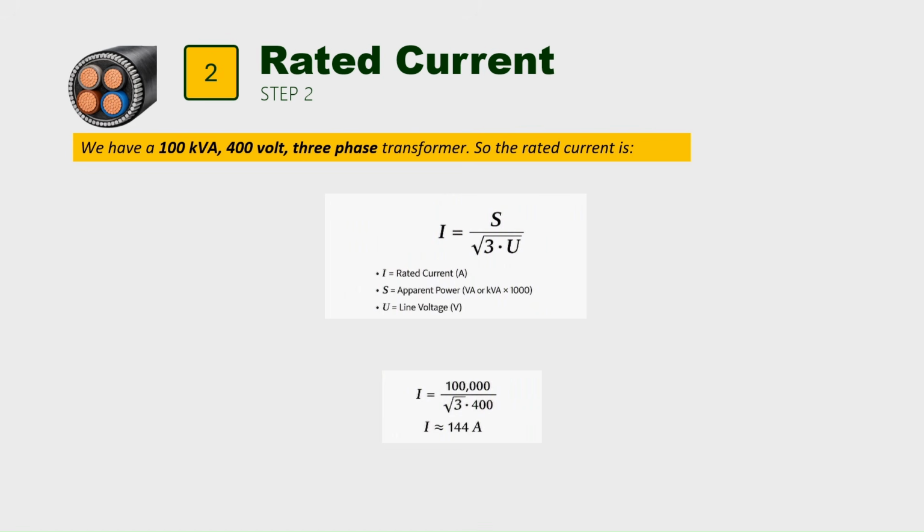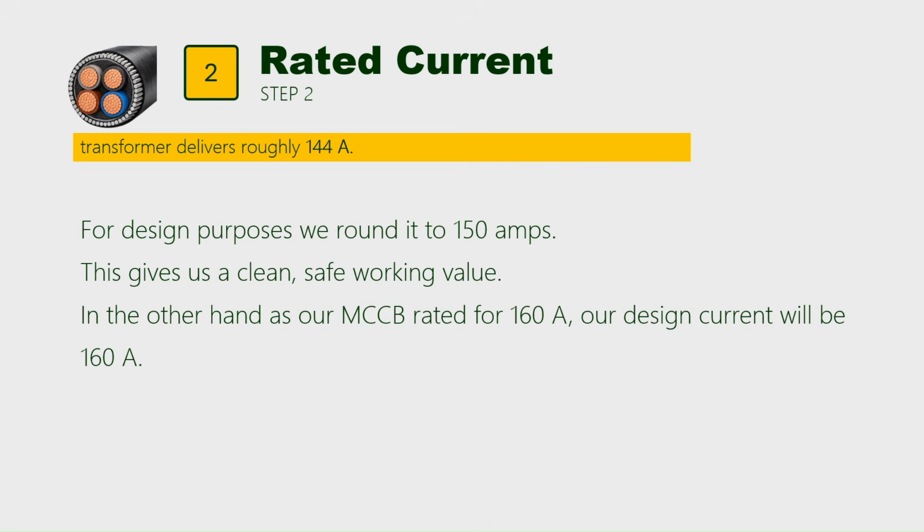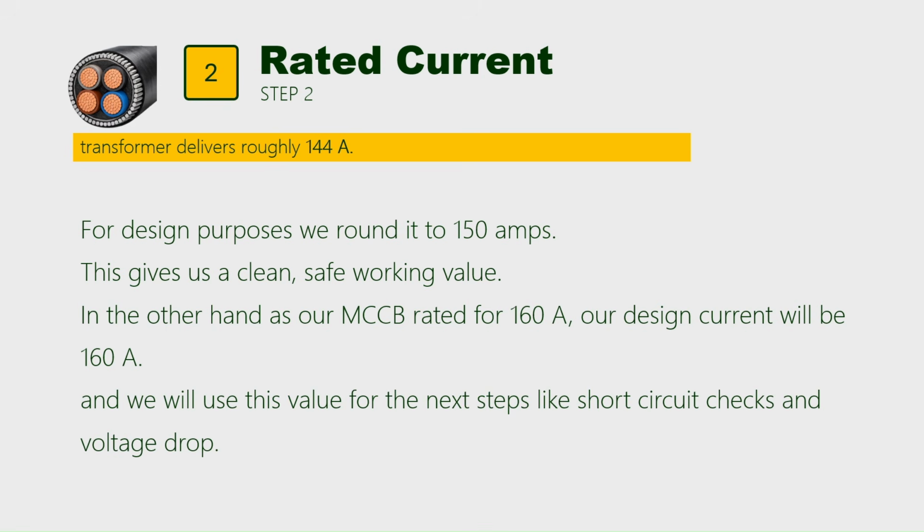When we plug in the numbers, the transformer delivers roughly 144 amps, and for design purposes, we round it to 150 amps. This gives us a clean, safe working value. On the other hand, as our MCCB is rated for 160 amperes, our design current will be 160 amps, and we'll use this value for the next steps like short circuit checks and voltage drop.